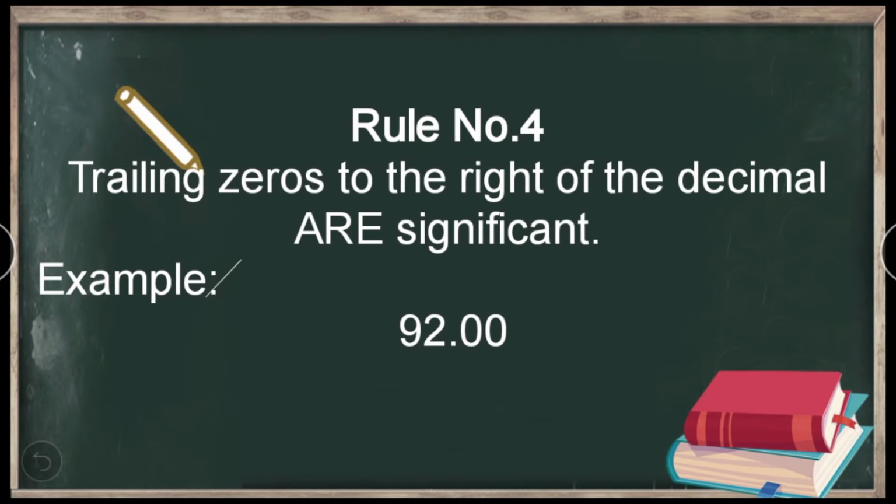Rule number 4. Trailing zeros to the right of the decimal are significant. So in this example, there are 4 significant figures. So 92.00 is different from 92 alone. So it is important to understand that 0 does not mean nothing. 0 denotes actual information, just like any other number. So you cannot tag on zeros that aren't certain to belong there.